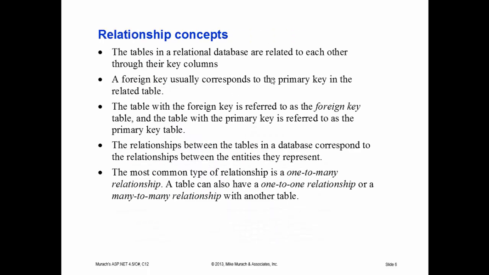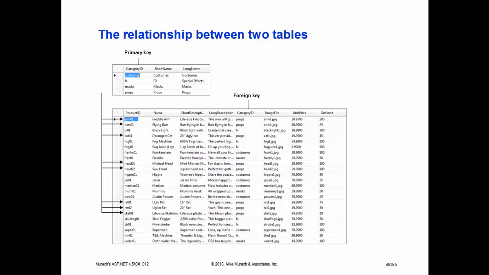So some more concepts. I mentioned that the tables are generally related to each other through their key columns. You can have a foreign key that usually corresponds to a primary key in the related table. The last point there mentions that there are different types of relationships you can have. Probably the most common one is a one-to-many relationship, and that's what we saw, if I back up a second. There's one entry for a category, and it has many related rows in this product table. So that's a one-to-many relationship.